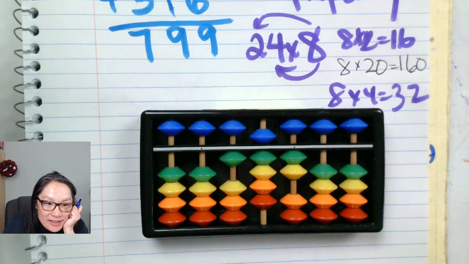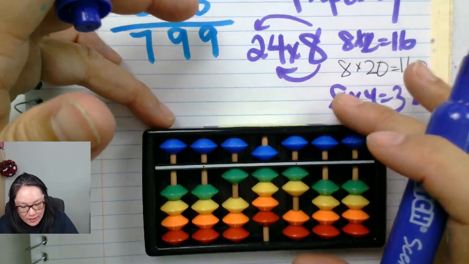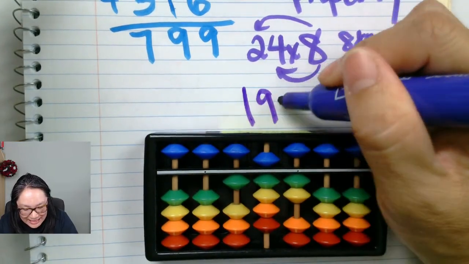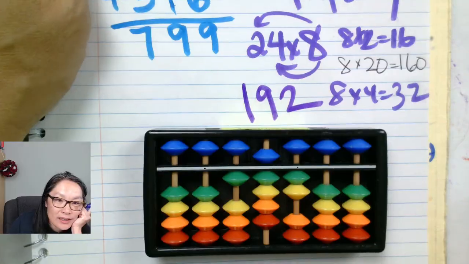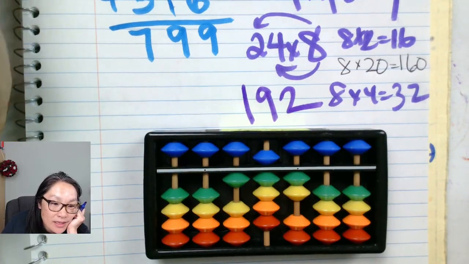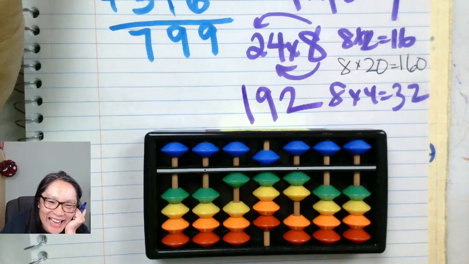So does that make sense? My final answer is what? My final answer is 192. Yes, thank you, Mackie. Does that make sense? Yes, it is 192. Absolutely. Had to mentally prepare. Yeah.